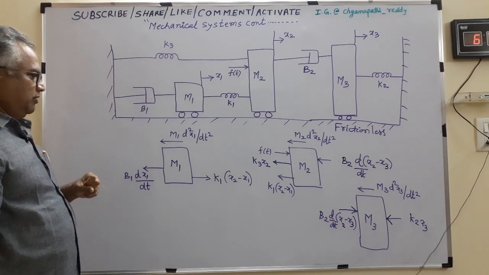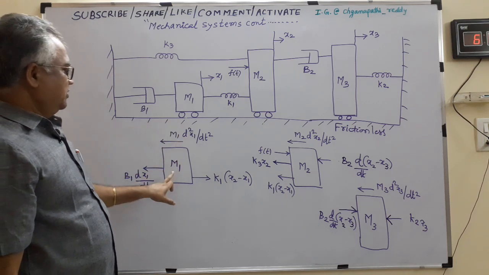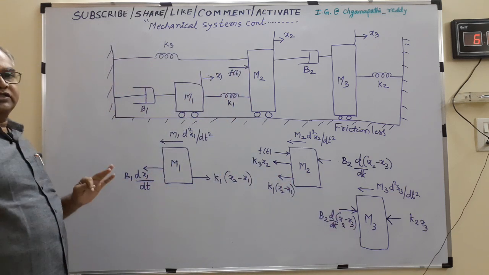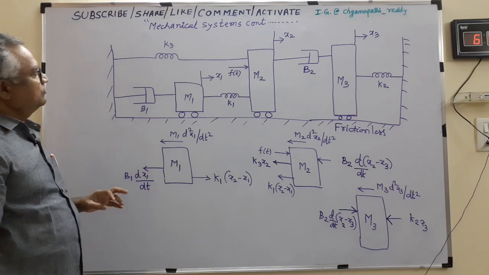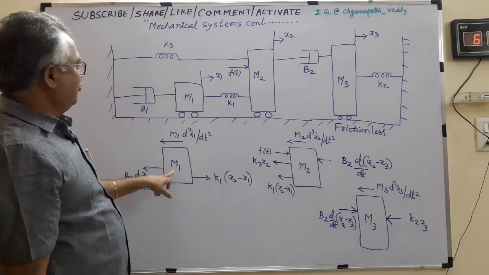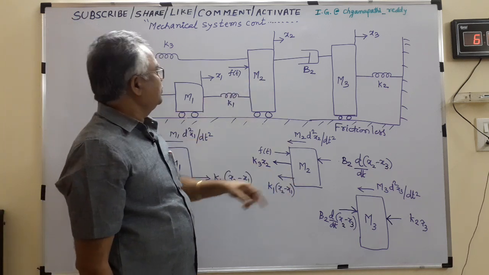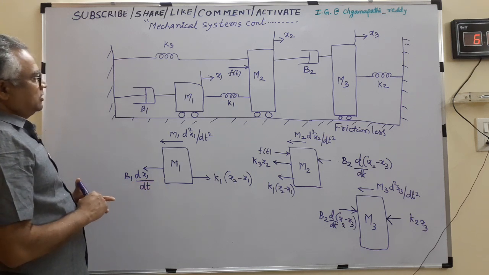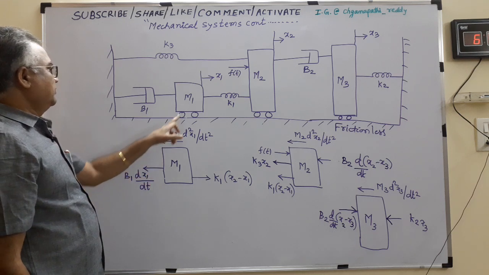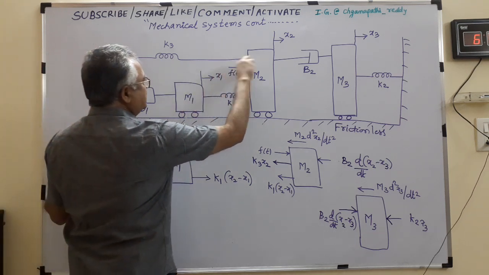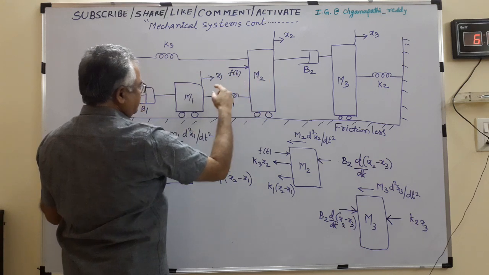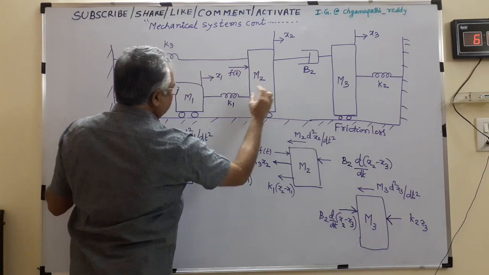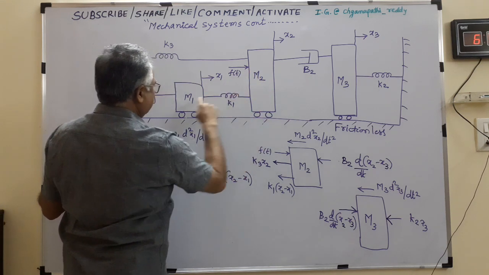Now to solve the problem, first draw the free body diagram for M1, M2, M3. We always write free body diagrams for masses only, M1, M2, M3. On M1 or otherwise M2, any order you can. So let me explain M1. What are the forces acting? M1 is moving this side, force is applied this side. When this is moving, there is a force on M1 this side.